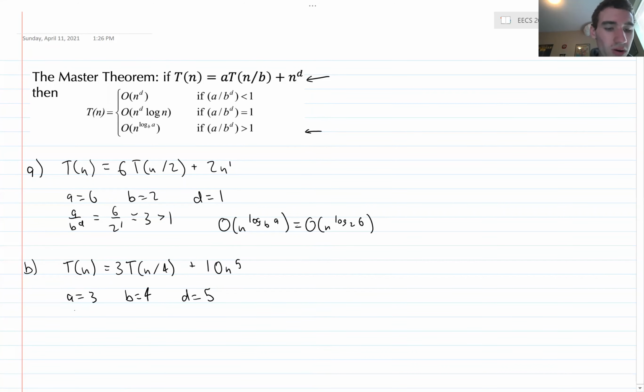So just like before, we need to figure out what a over b to the d is. And so we're going to have 3 over 4 to the 5 once we plug in a, b, and d. And since that's less than 1, that's going to put us in the first case this time. And so that's the case where our very first term of the recurrence is the biggest one. And so for this case, our complexity is just O(n to the d), which is just O(n to the 5).